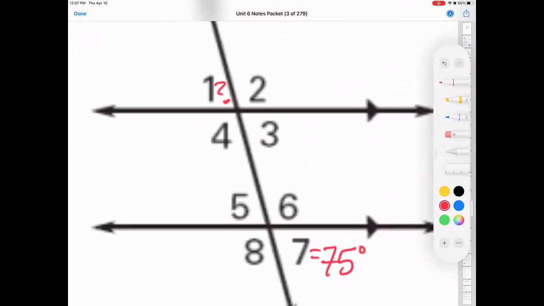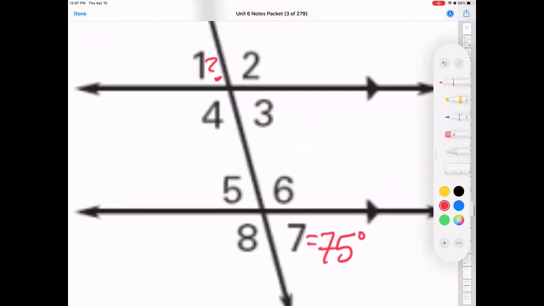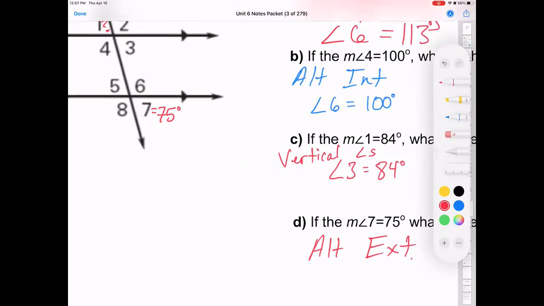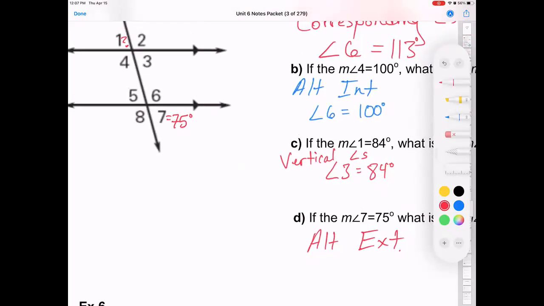Well, looking at these 2 angles, this individual did a great job, said that they are, in fact, alternate because they're on the opposite side of the transversal. So alternate exterior, outside the parallel lines. So that's our classification type, alternate exterior angles. And alternate exterior are always the exact same angle measure. So if 7 is 75 degrees, angle 1 is 75 degrees. Go ahead, feel free to pause the video if you have any questions on the labeling or the congruence.